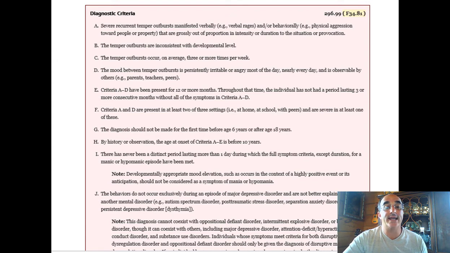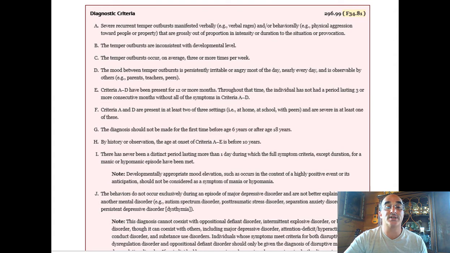We're talking about A, severe recurrent temper outbursts manifested verbally by verbal rages, yelling, screaming, swearing, or behaviorally through physical aggression towards people and property that are grossly out of proportion in intensity and duration to the situation or the provocation. So we're talking about children who are losing control verbally and physically in environments and at times when it's inappropriate to do so, and doing so way out of proportion in terms of what circumstances led to the outbursts.